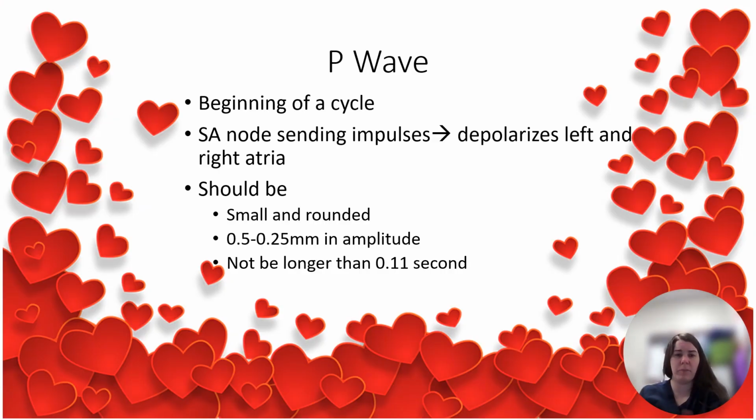And then we have our P wave, which is the beginning of a cardiac cycle. That's when the SA node sends impulses that depolarize the left and the right atria. They should be small and rounded, and 0.5 to 0.25 millimeters in amplitude, which is how high the bump is. And they should be no longer than 0.11 seconds.